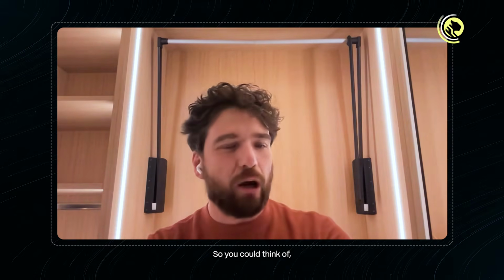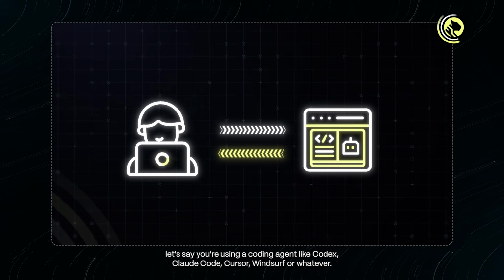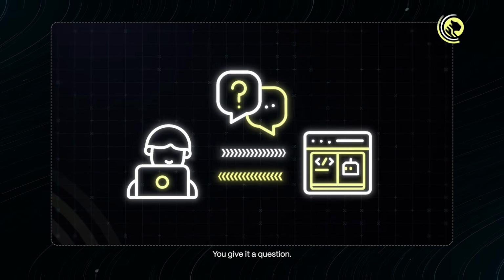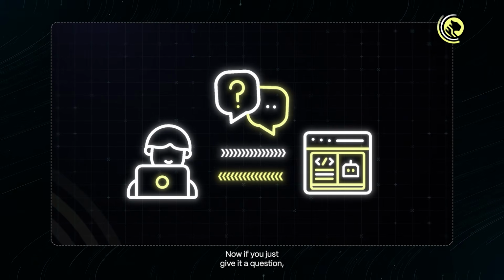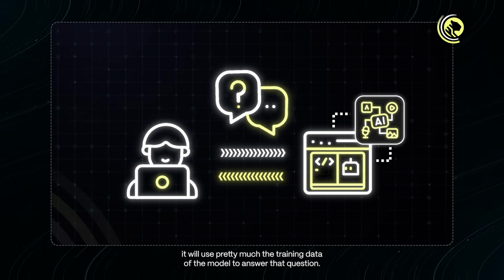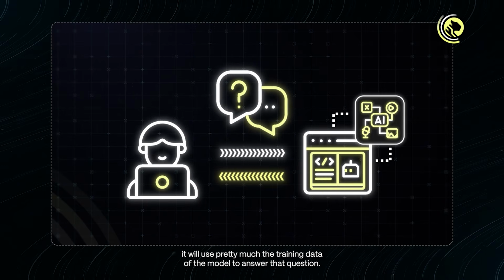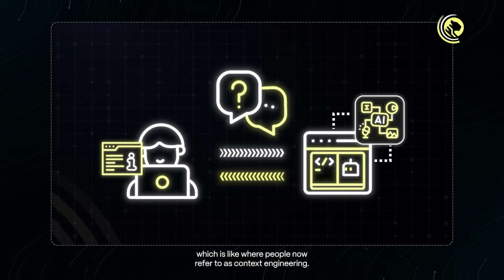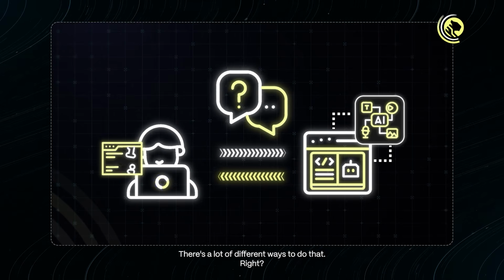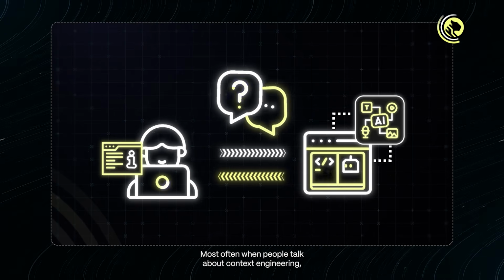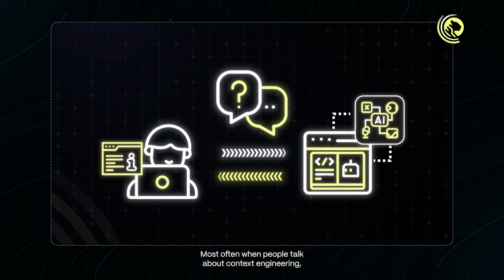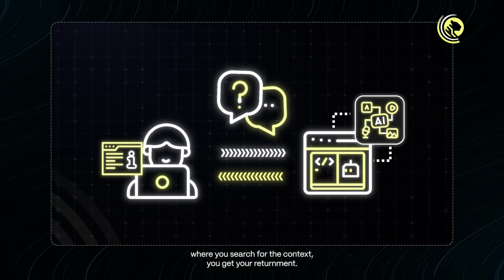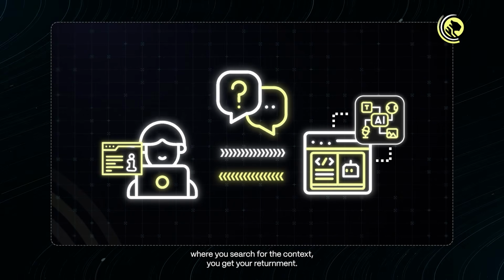So you could think of, let's say you're using a coding agent. You give it a question. Now, if you just give it a question, it will use pretty much the training data of the model to answer that question. But you could also give it additional information, which is like what people now refer to as context engineering. And there's a lot of different ways to do that, right? Most often when people talk about context engineering, it's as part of a RAG pipeline or something where you search for the context, you get it, you return it.